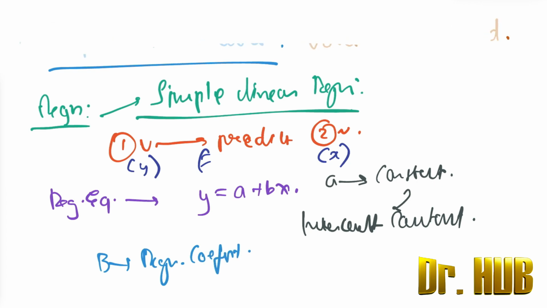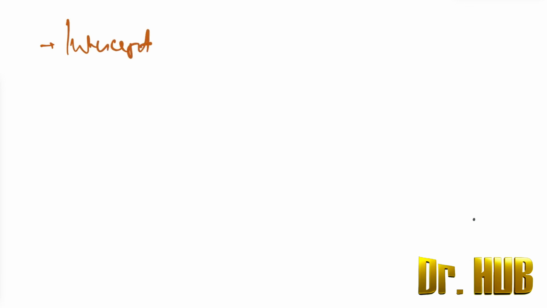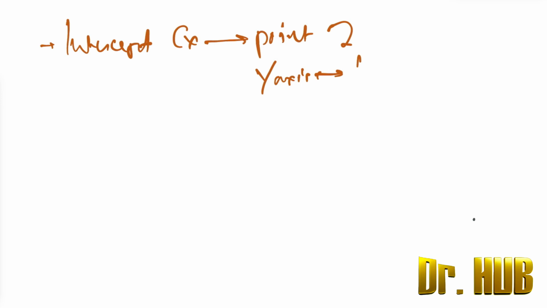Then we will look at the intercept constant. It is the point where the y-axis is intercepted by the regression line.